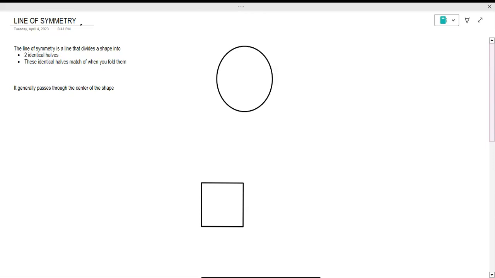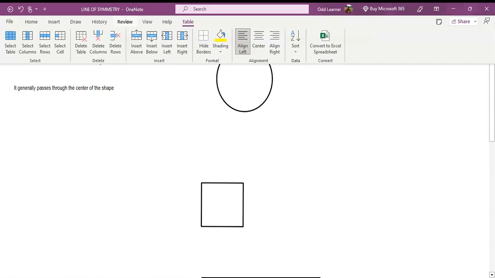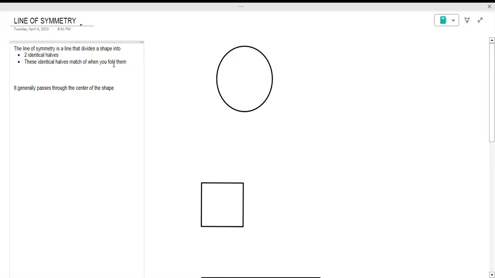Hello. So in this video, we're going to be talking about line or lines of symmetry. Now, the line of symmetry is a line that divides a shape into two identical halves, and these identical halves match when you fold them, and that's very important. Okay, the folding part. So the line is going to divide.